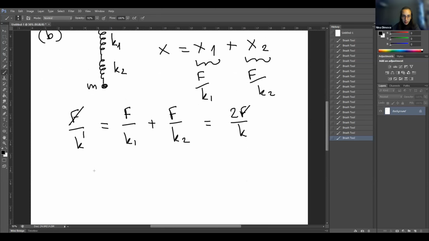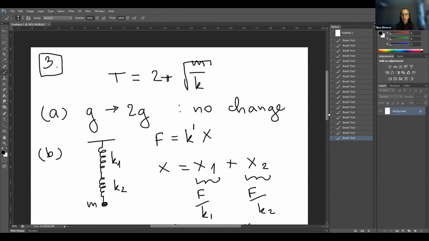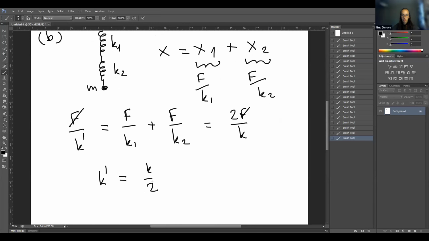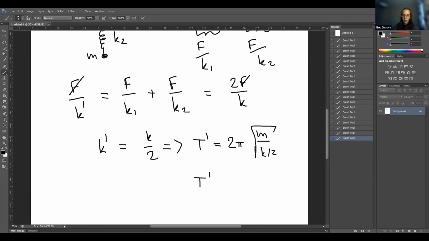We don't care about the force, and therefore we can see that K prime equals K over 2. So this is the coefficient of the equivalent spring, and we have our formula here. So our new period would be 2 pi square root of m over K prime, which is K over 2. All of this under square root, and we can see that T prime would be equal to square root of 2 times the original T. So we'll have a longer period.